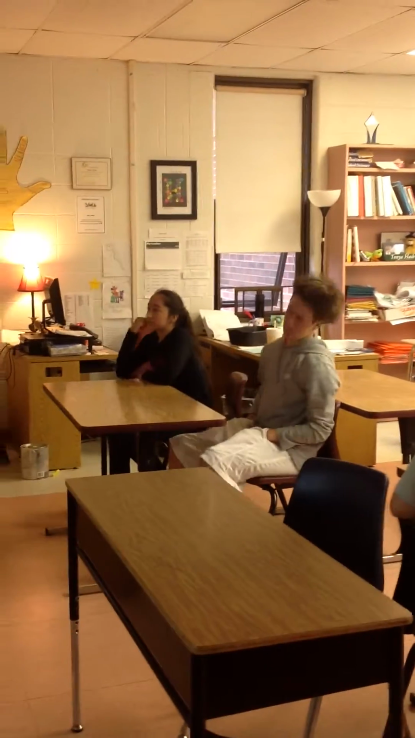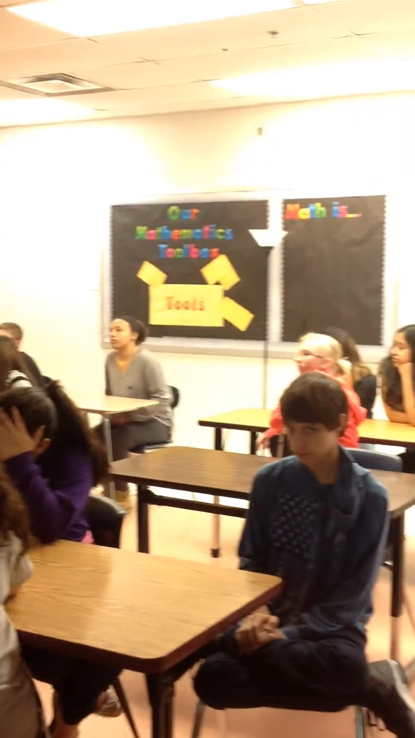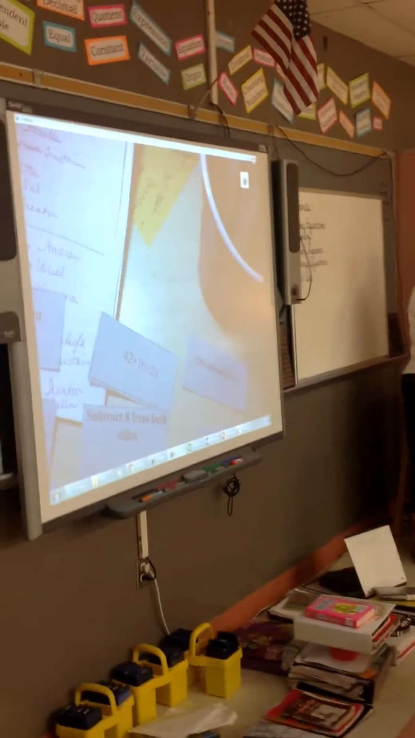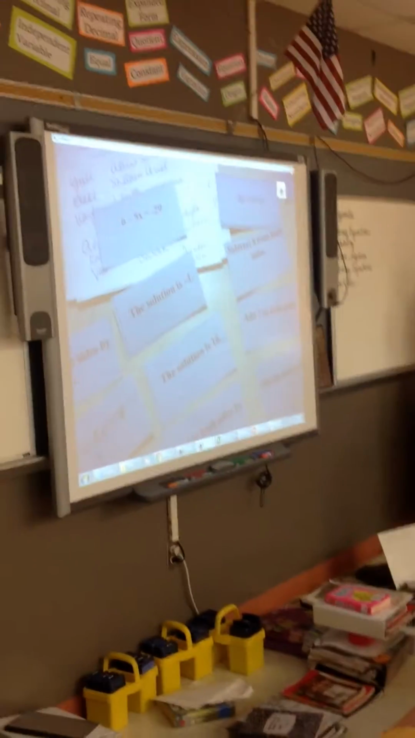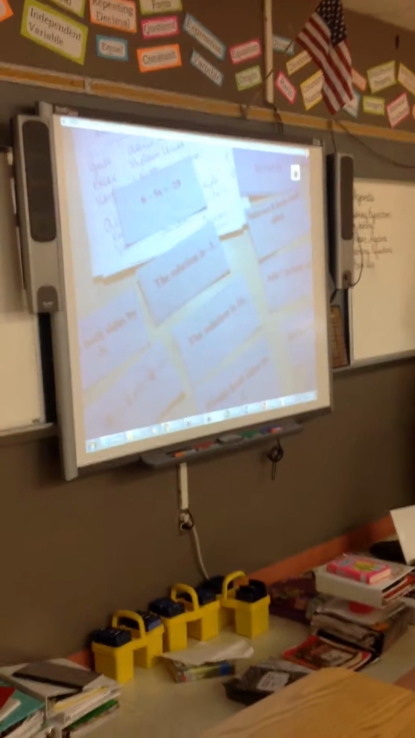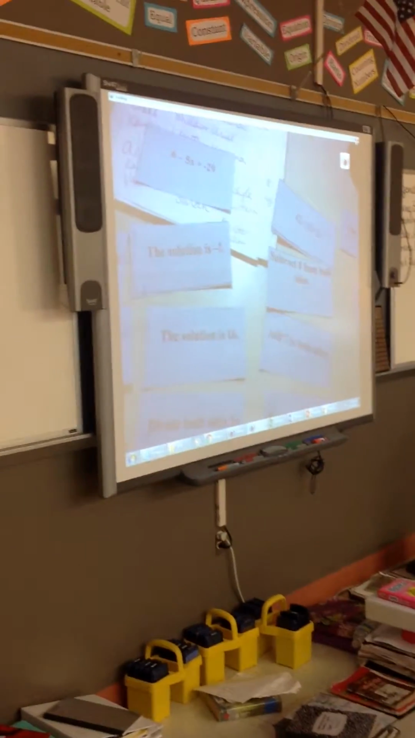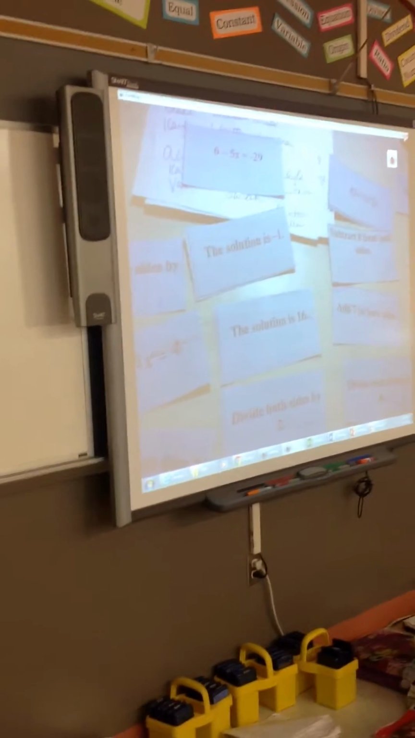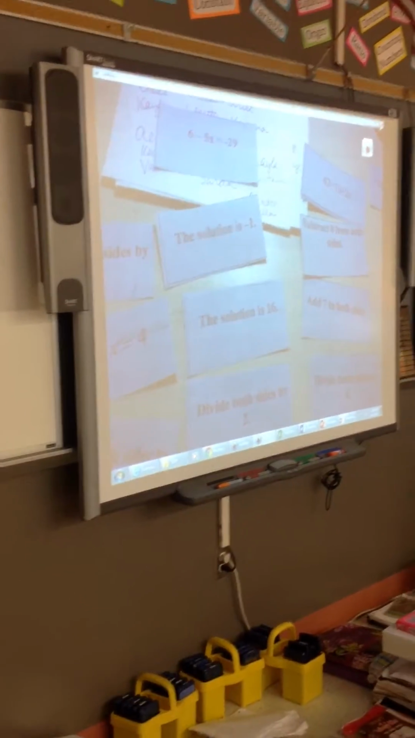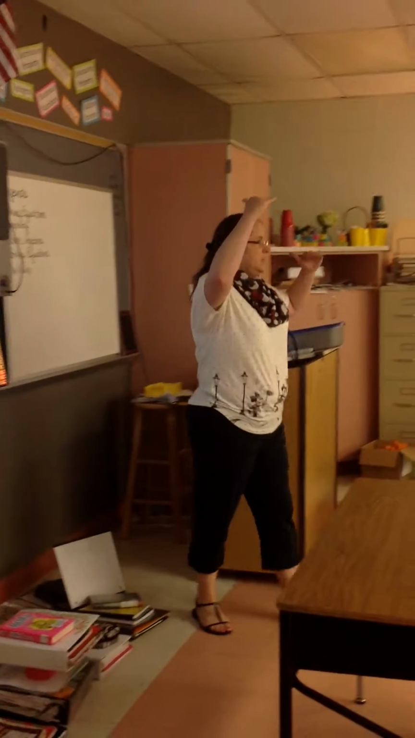Five, 4, 3, 2, 1. So everybody's with their groups? Awesome. You guys did great. Okay, so let me show you what we're going to do here. You're going to get 3 different bags. This is similar to what we did in stations when we were reviewing for our test. But we don't have to give the properties.